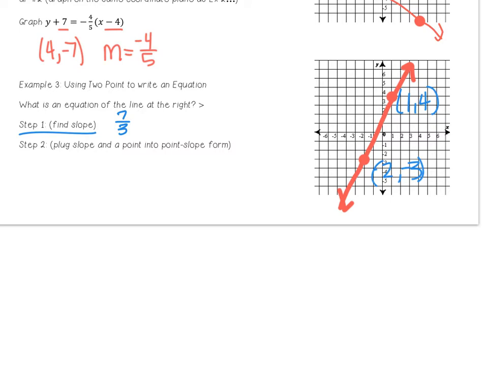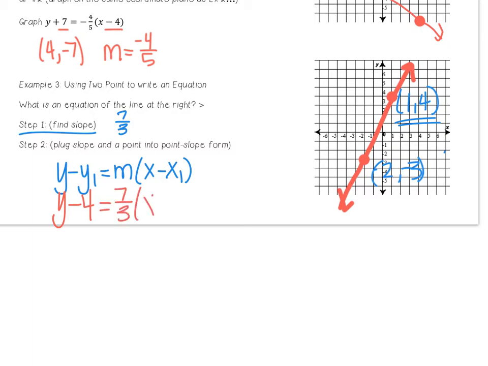Okay, now we're going to pick one of the points. I'm going to choose (1, 4) because I like positive numbers, and we're going to plug it into point-slope form. So y minus y1 equals m times x minus x1. When I plug it in, I'm going to do y minus the y in my point equals the slope times x minus the x in my point. And that's my equation in point-slope form.